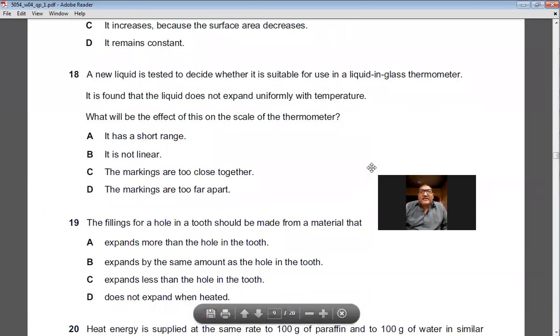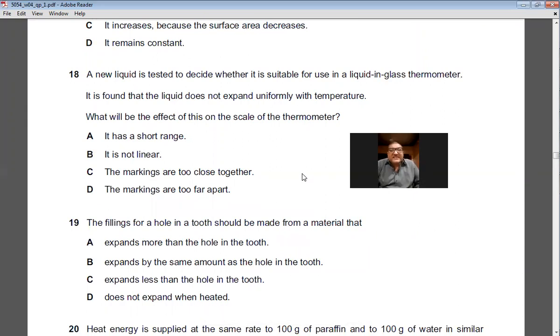Question number 18 is showing up on the screen. It says, a new liquid is tested to decide whether it is suitable for use in a liquid in glass thermometer. It is found that the liquid does not expand uniformly with the temperature. So when you make a thermometer with this, the scale will not be linear. What will be the effect of this on the scale of the thermometer?